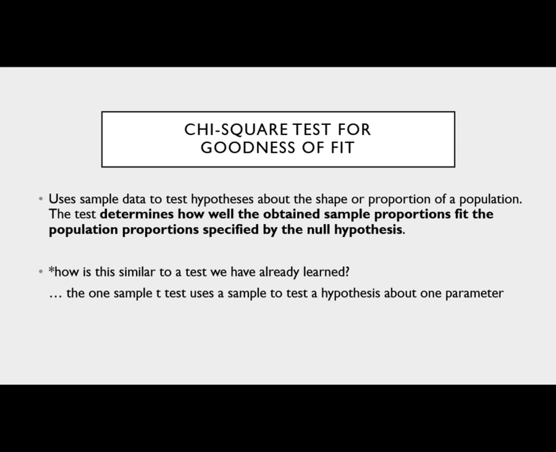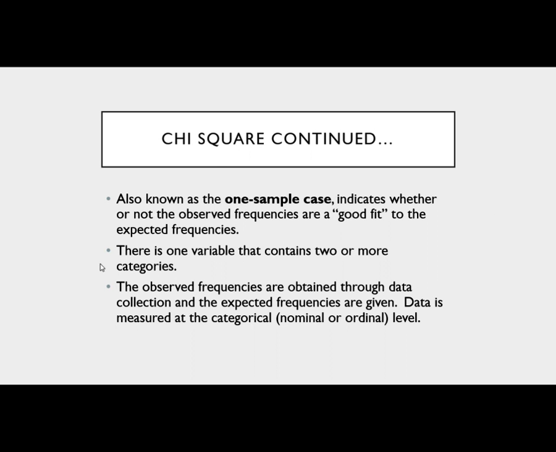But how is this similar to a test we've already learned? The one sample t-test, that very first test we did, uses a sample to test a hypothesis about one parameter. Does my group mean, is it higher or lower than some hypothesized mean? This chi-square goodness of fit is similar to that. It's also known as the one sample case. It indicates whether or not the observed frequencies are a good fit to the expected frequencies.